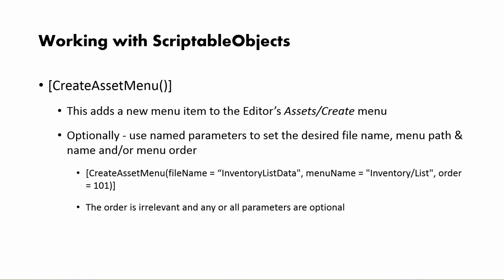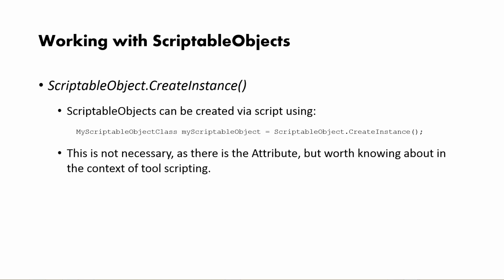And the example we have here is that you have something called inventory list data, and that's the name of the file that gets created. The asset, the scriptable object asset, there's a menu name, which is how it appears in the assets create menu, and we'll see that in a moment. And then you can organize the order in which they show up in the menu by using the order number. The order of the three parameters is irrelevant. You can write these in any order because these are named parameters, and then any or all of the parameters are optional.